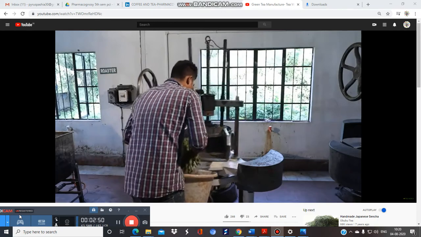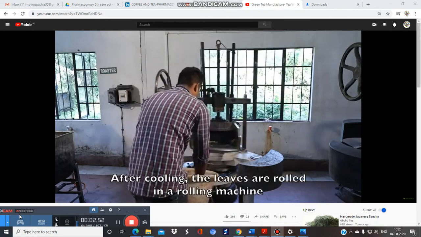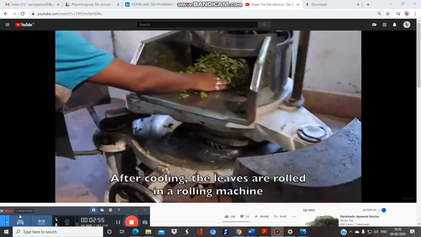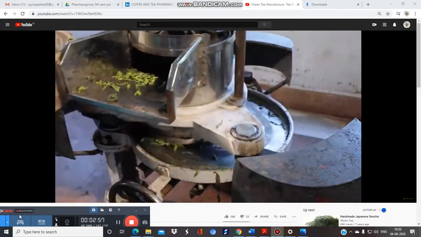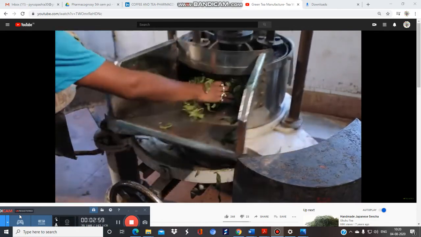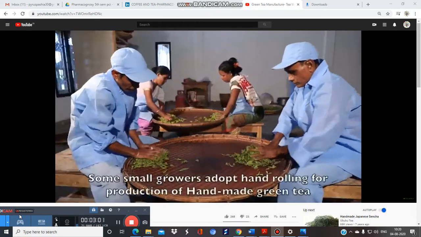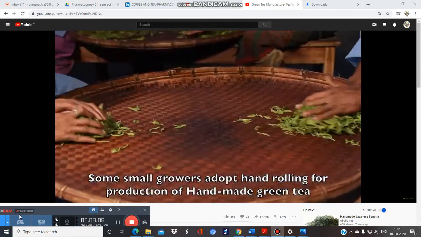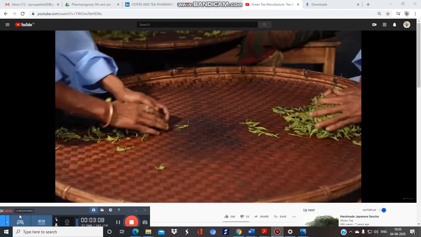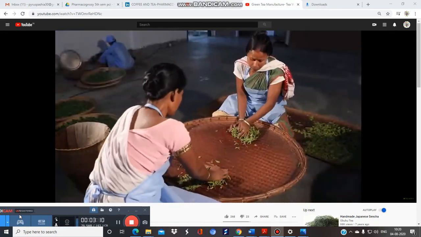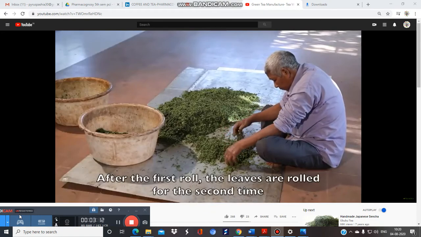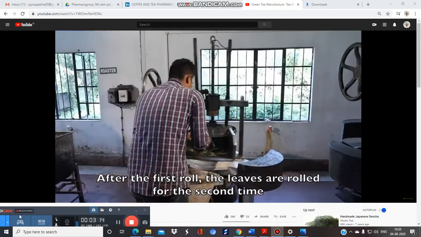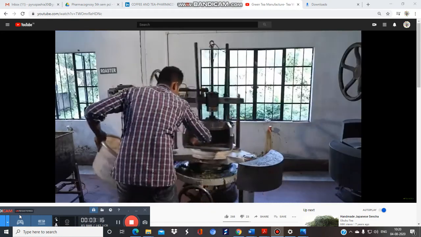After this process there is one important step, known as rolling. With the help of a rolling machine we can roll our sample of tea, but mostly, this is hand rolling, the manual rolling by hand. We can go for 2 to 3 rolling processes. This is again hand rolling. After the first roll, the tea leaves are rolled again for the second time.